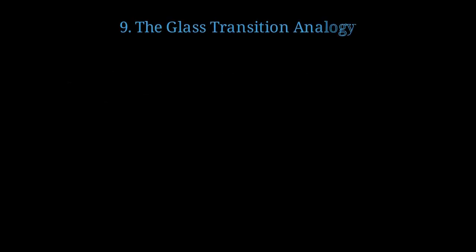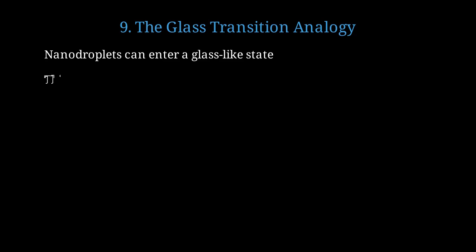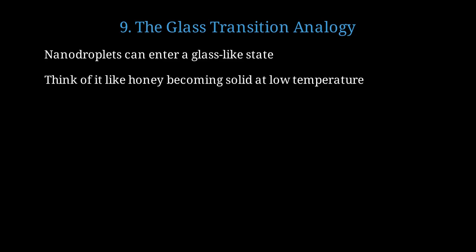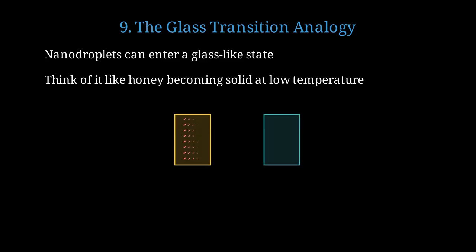To understand this better, let's use an analogy with glass transitions. Nanodroplets can enter a glass-like state where molecular motion becomes restricted. Think of how honey flows at room temperature, but becomes almost solid when cooled, even without freezing. Left shows liquid-like flow with disordered lines. Right shows glass-like structure with ordered but immobile molecules.